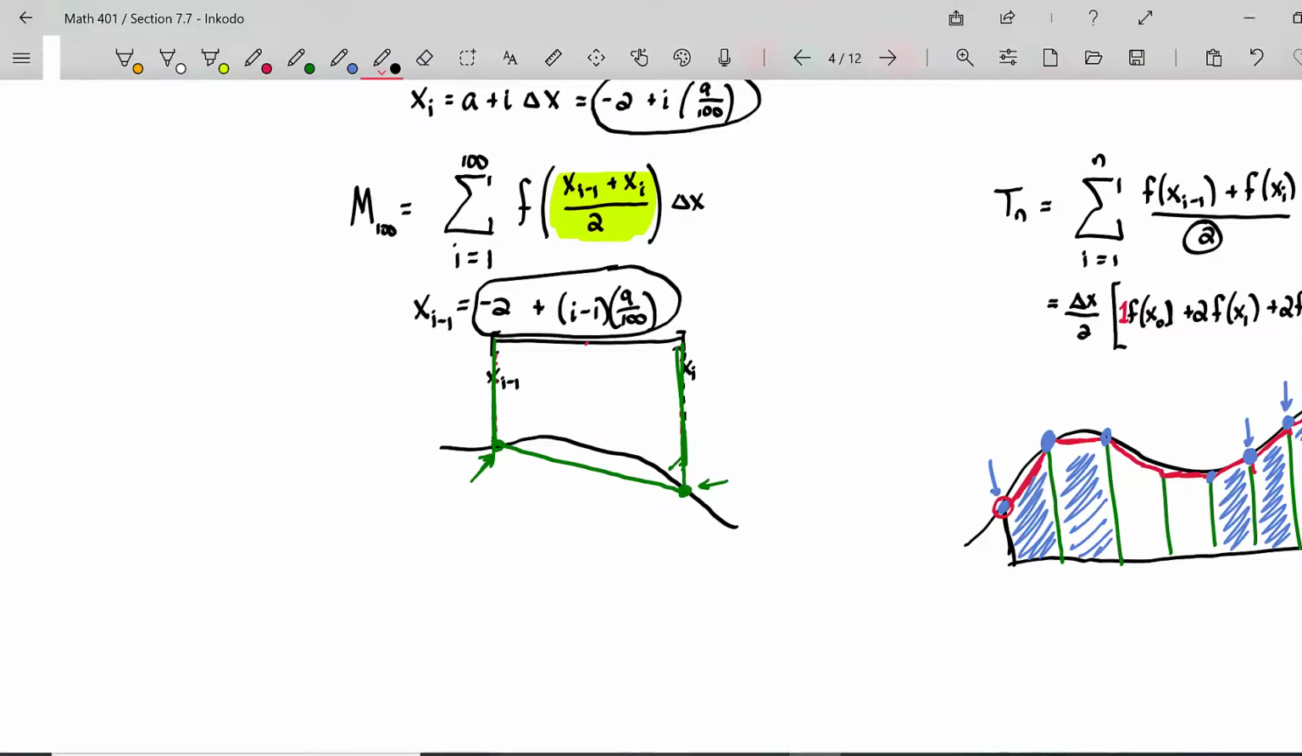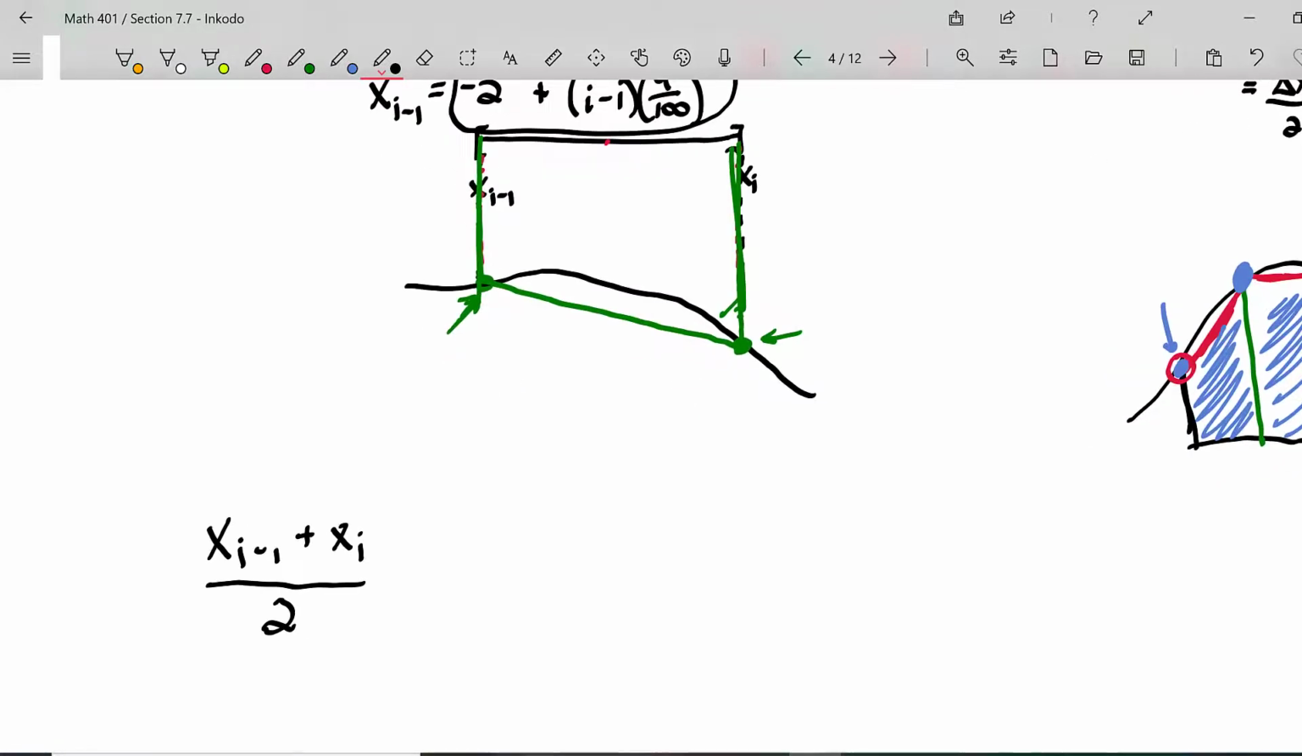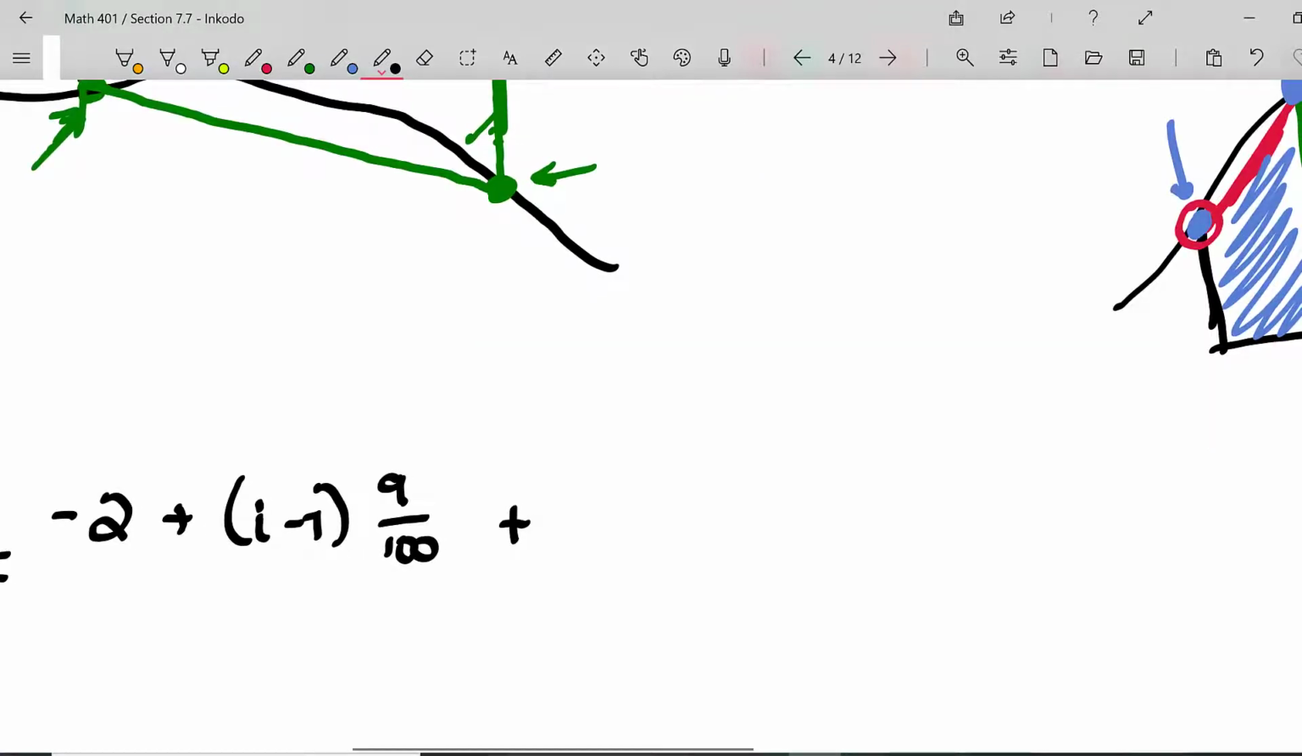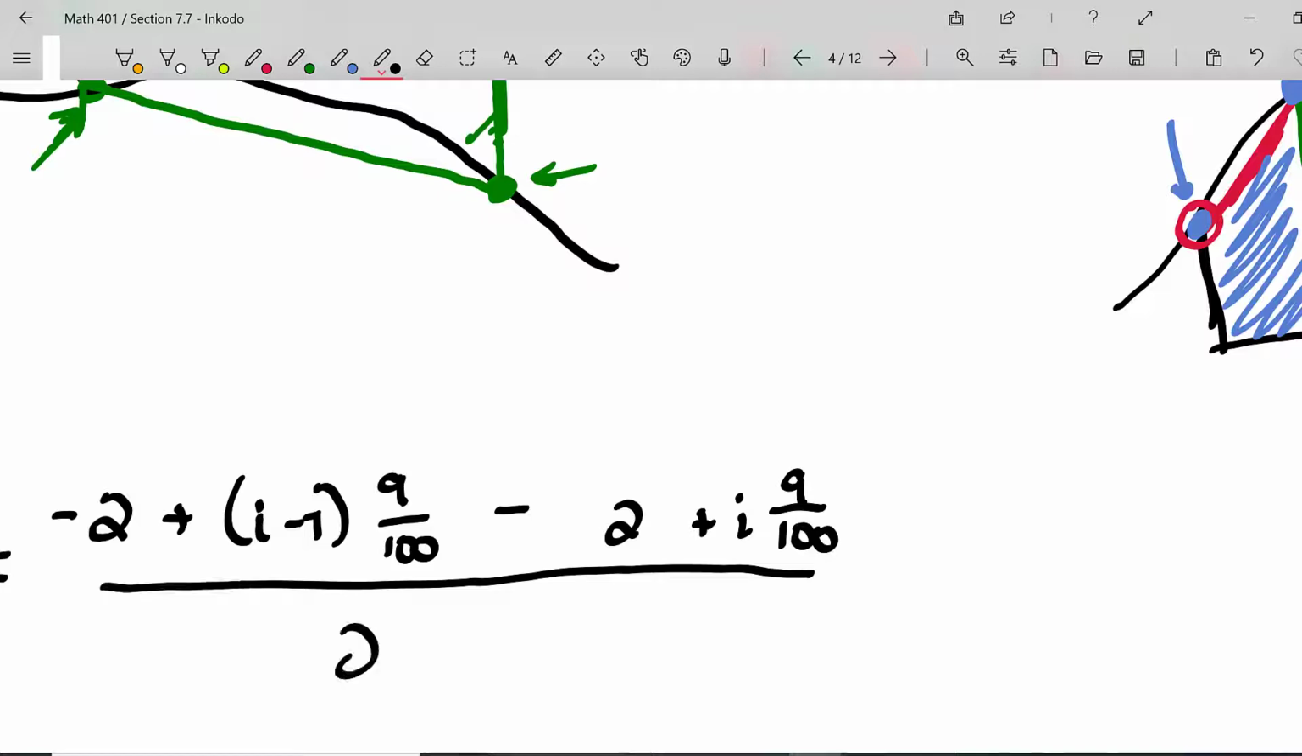So let's go ahead and figure out what x sub i minus 1 plus x sub i, all divided by 2, becomes. Well, x sub i minus 1 is negative 2 plus the quantity i minus 1 times 9/100ths. And then we're going to add to that x sub i. x sub i is the same negative 2 plus i times delta x, which is 9/100. Forgive my plus minus there. Let me go ahead and fix that. And this is all going to be over 2.